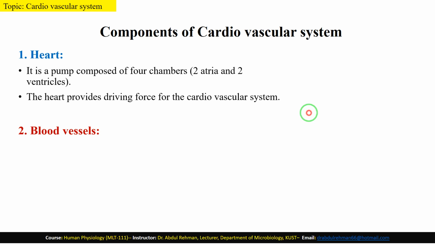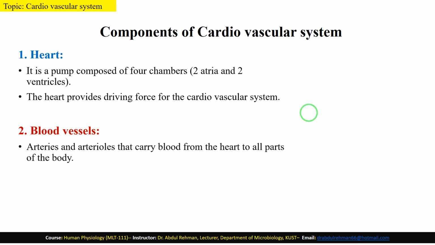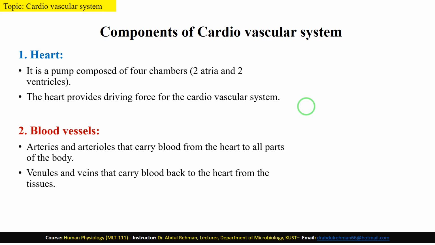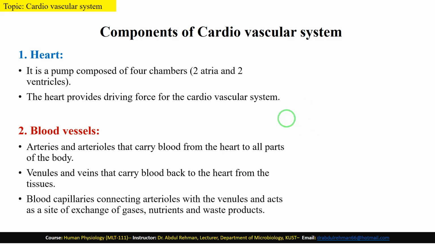There are different types of blood vessels like arteries and arterioles. They collect oxygenated blood from the heart and distribute it to all parts of the body. The next vessels are venules and veins that collect deoxygenated blood from the tissue and bring it back to the right side of the heart. While blood capillaries play a role of connection, connecting arteries with veins, and act as a site of exchange of gases, nutrients, and metabolic waste.